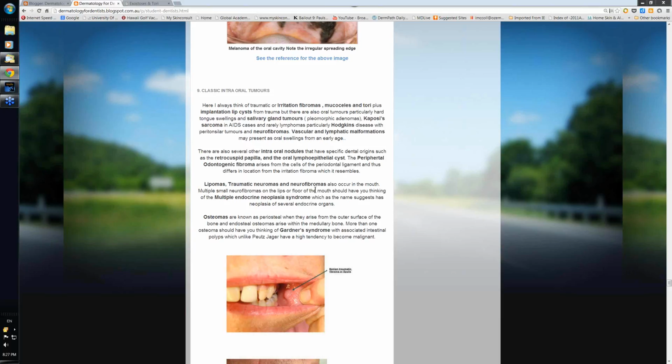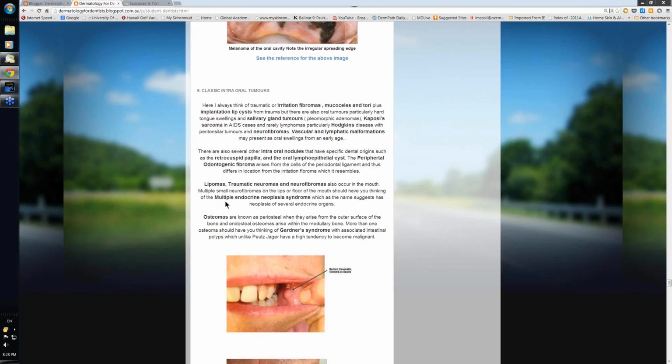Neurofibromas are different. Neurofibromas are tumors of Schwann cells on the nerve itself. And of course there's type 1 neurofibromatosis, where people have multiple cafe-au-lait spots on the skin and can have multiple neurofibromas on the skin as well. They come out later, but they can occur inside the mouth. I've said here, there's this little one, multiple small neurofibromas on the lips or the floor of the mouth.